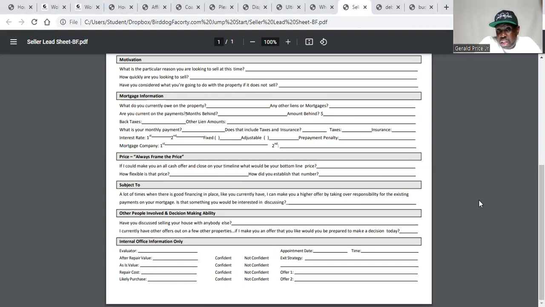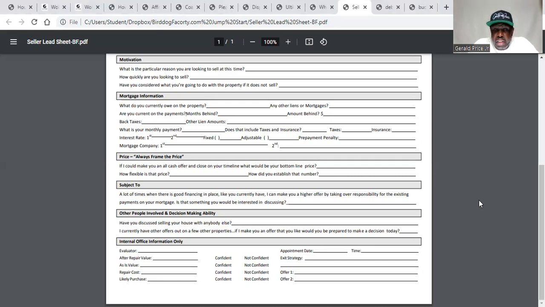But what you're doing is you're saying you're taking over responsibility for the existing payments. That's not assuming the payments. You're not assuming the mortgage. The assumption of mortgages is a thing that exists, but this is not what you're doing. You're taking responsibility for the existing payments on the mortgage, not assuming the mortgage. It's two different things.